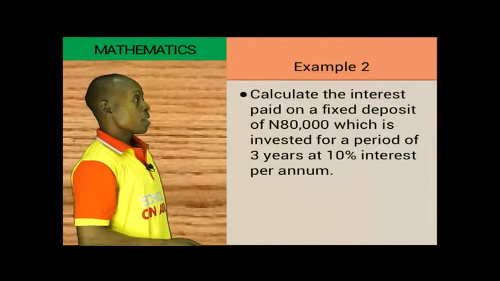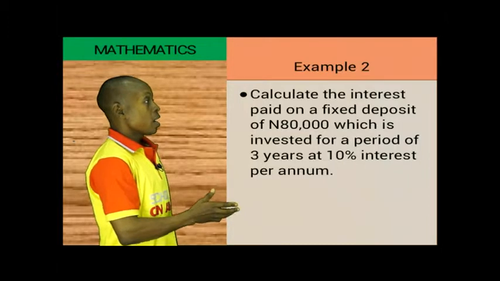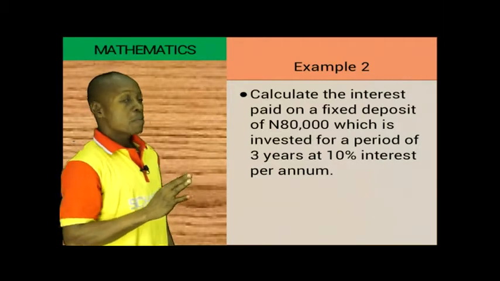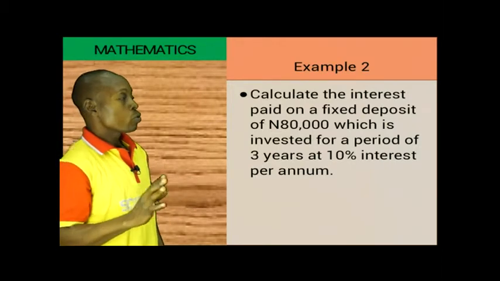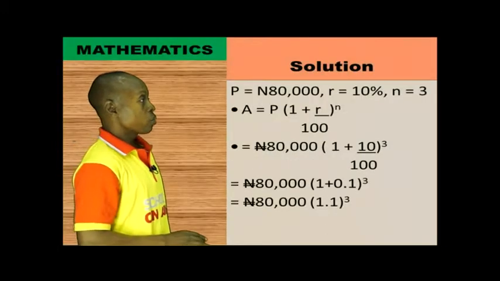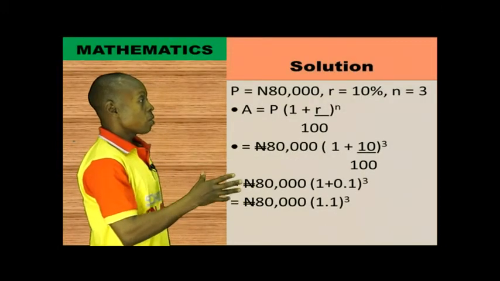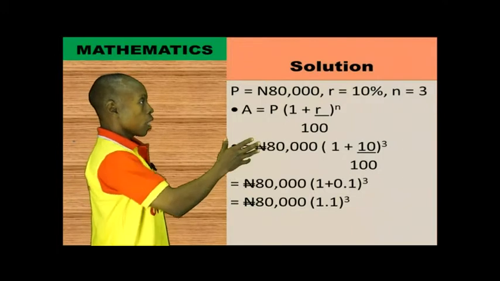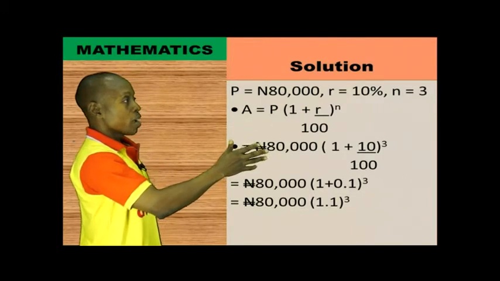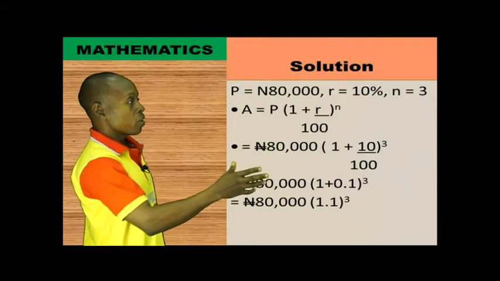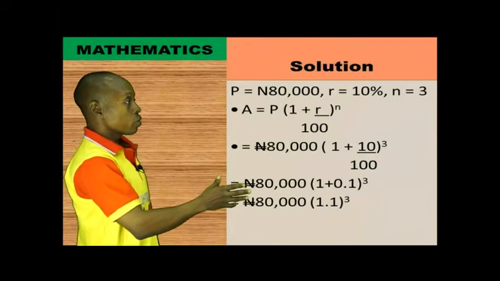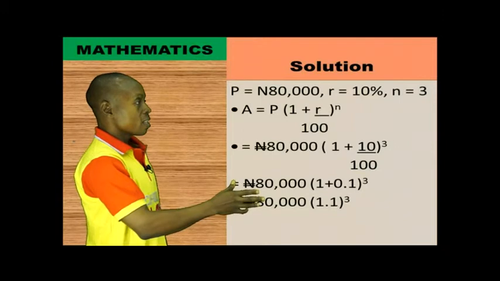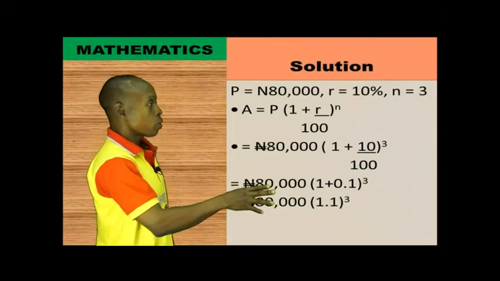We also took you to the second example, which says we have to calculate the interest on the fixed deposit of 80,000 naira, which is invested for a period of 3 years at 10% per annum. So we went through the example, calculating what the 80,000 will amount to at the end of the third year. We slot in the values: 80,000 into (1 + 10/100)^3. When you simplify that, you have 80,000 into (1 + 0.1)^3, which is 80,000 into 1.1 to the power 3.